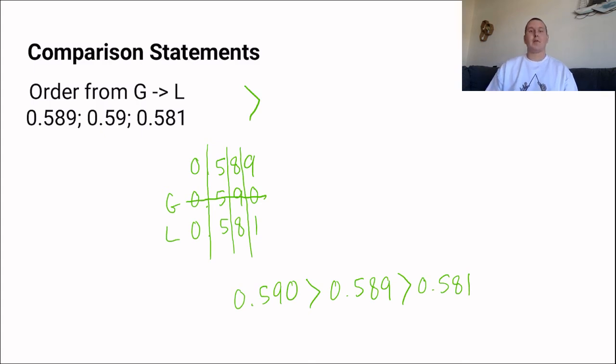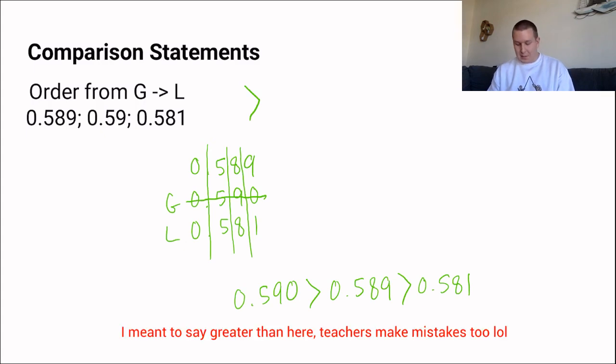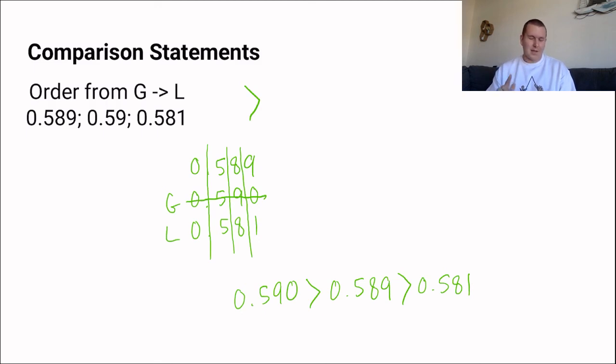To just double check that we got it correct, we're going to read the comparison statement. 0 and 590 thousandths is less than 0 and 589 thousandths, which is less than 0 and 581 thousandths. I think I said the first number was 590 thousandths, but I apologize if I made a mistake. So looks like we have a good comparison statement and we did it correct.